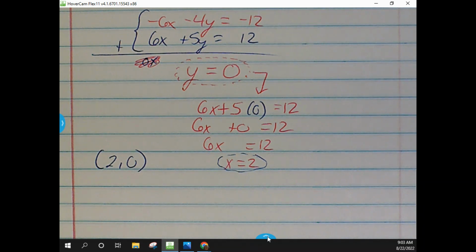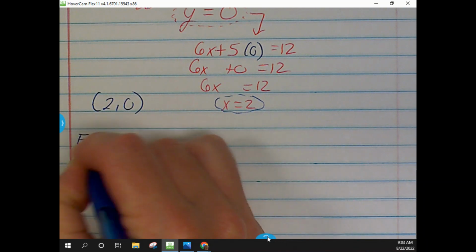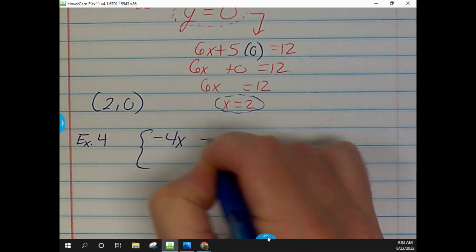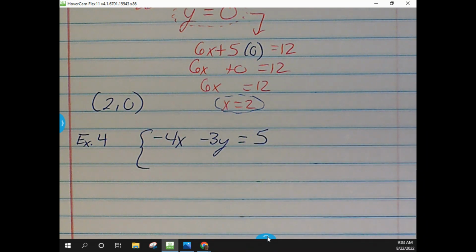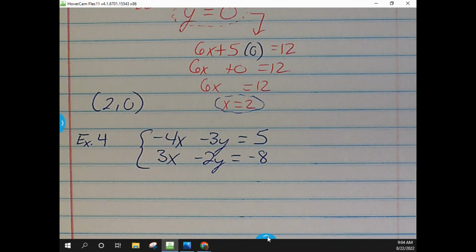All right, for the last one, this is a worst case scenario. But even then, once you see the trick to it, you go, well, that's not too bad. So let's go negative 4x minus 3y equals 5, and then 3x minus 2y equals negative 8.